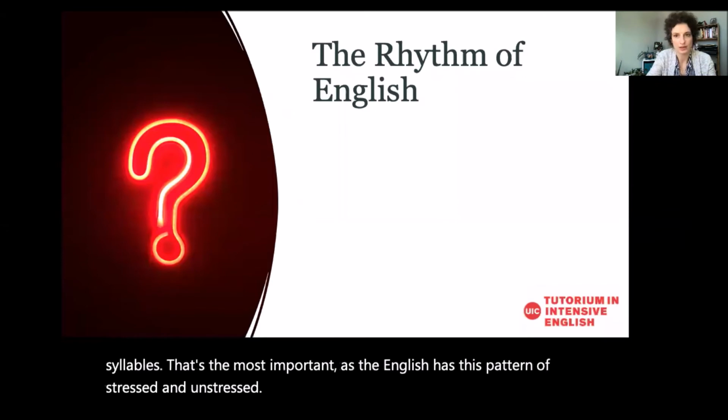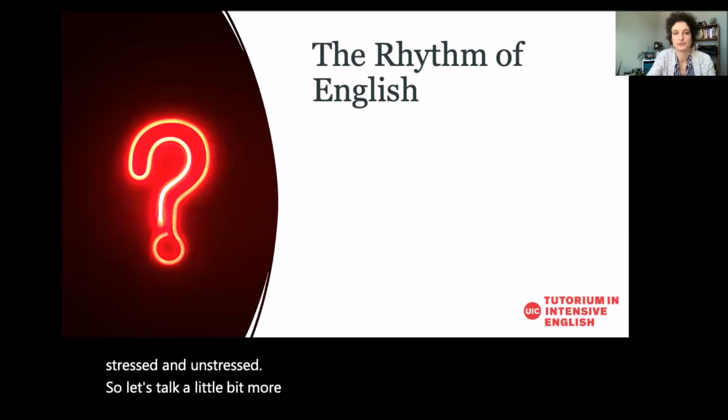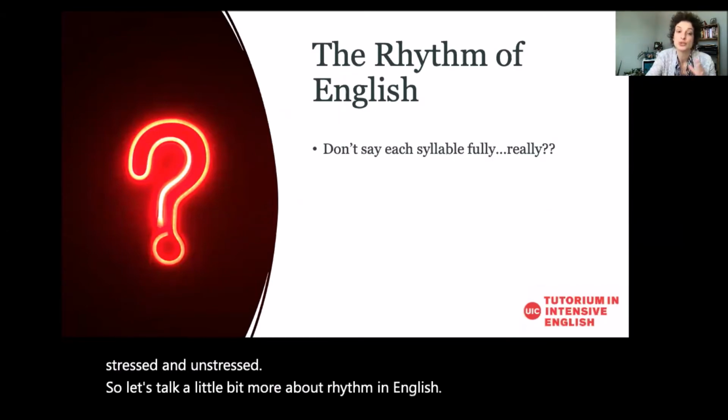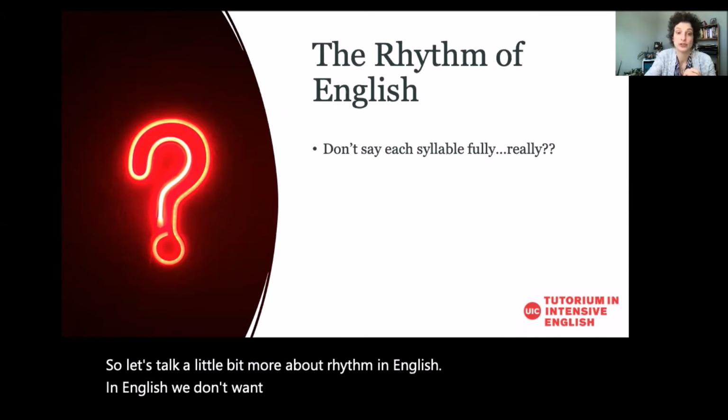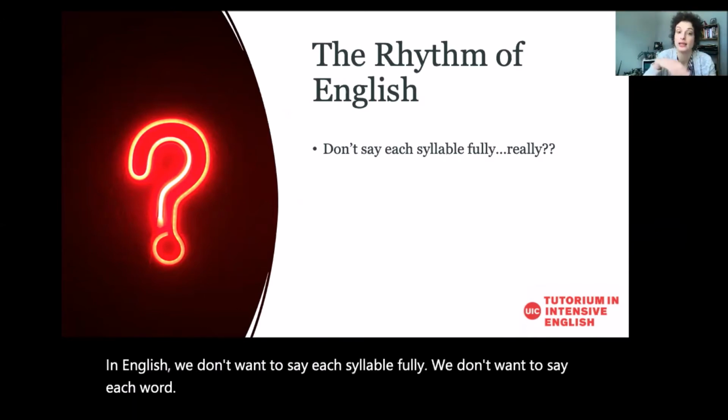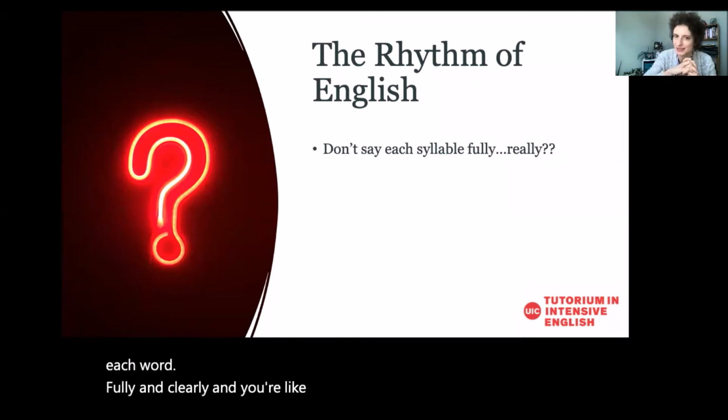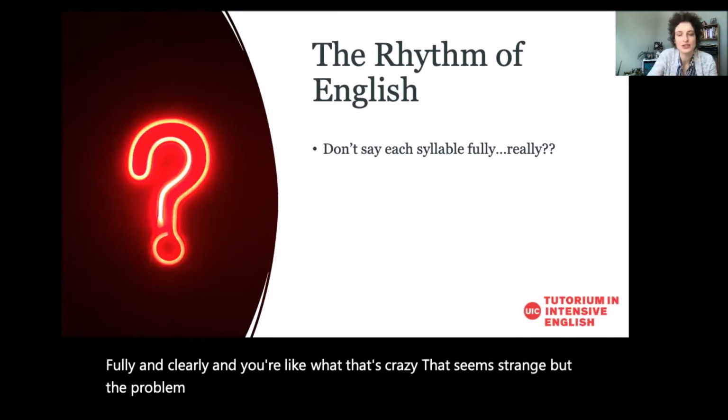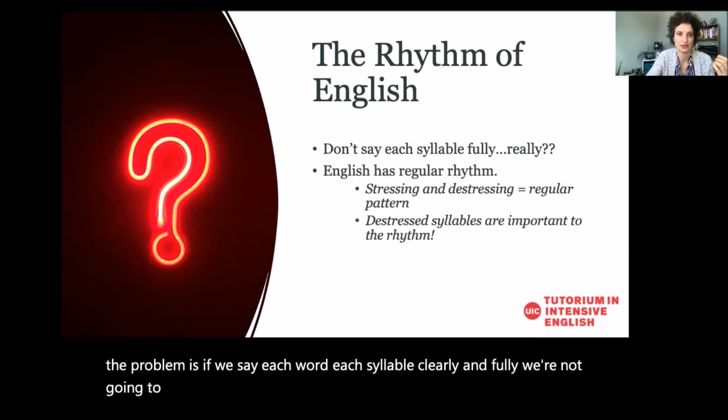So let's talk a little bit more about rhythm in English. In English, we don't want to say each syllable fully. We don't want to say each word fully and clearly, and you're like, what? That's crazy. That seems strange. But the problem is, if we say each word, each syllable clearly and fully, we're not going to get the rhythm of English.